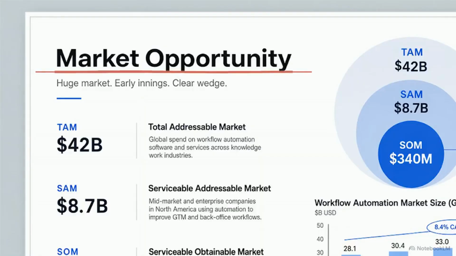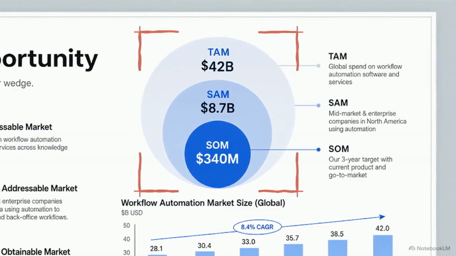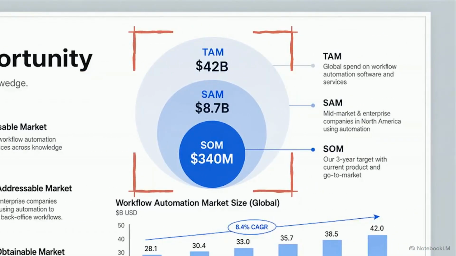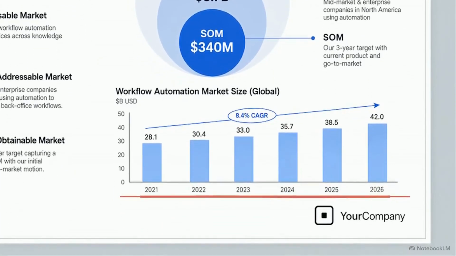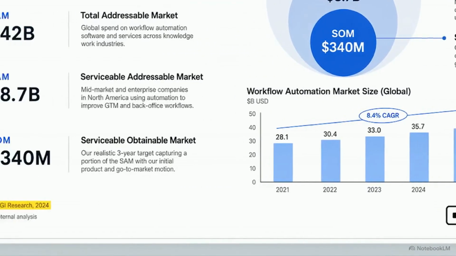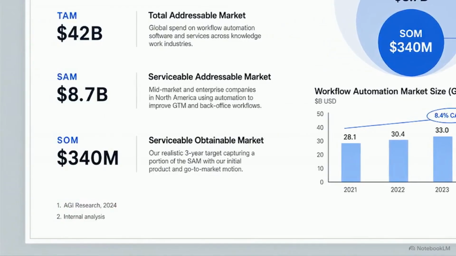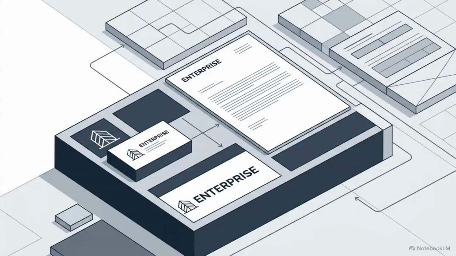This is a pitch deck slide detailing market opportunity. Notice that the data points for total addressable market, serviceable addressable market, and serviceable obtainable market are correctly structured and rendered inside the concentric circles. Look at the bar chart below the circles. The model renders the specific year labels from 2021 to 2026 and perfectly spells out AGI Research 2024 in the footnotes, avoiding the scrambled text typical of earlier AI generators. Reliability in text generation makes the system a practical choice for production-grade enterprise design.